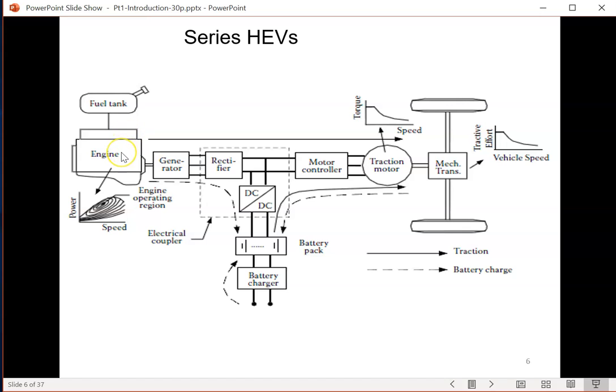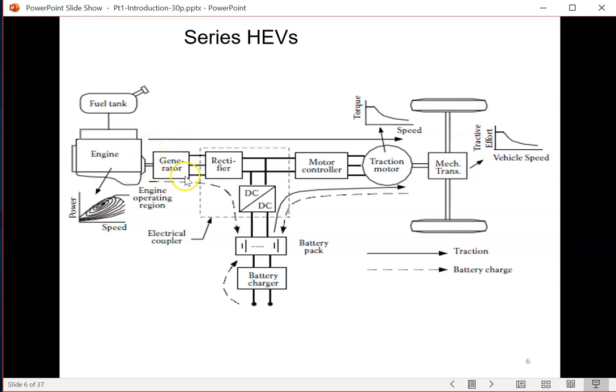And the engine in a series hybrid electric vehicle is not used to drive the car. It is used to drive something called a generator, which produces electric power. So the input from the engine to the generator is a mechanical motion, but the output of the generator will be electrical power. So that's this diagram, the part that you can see there.